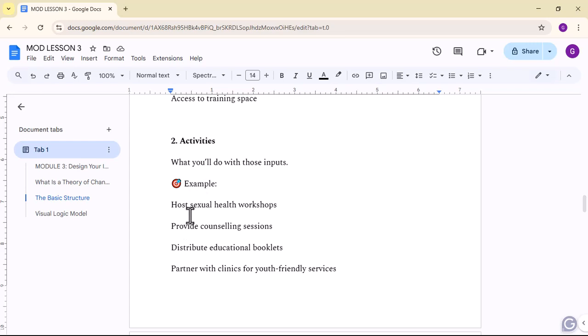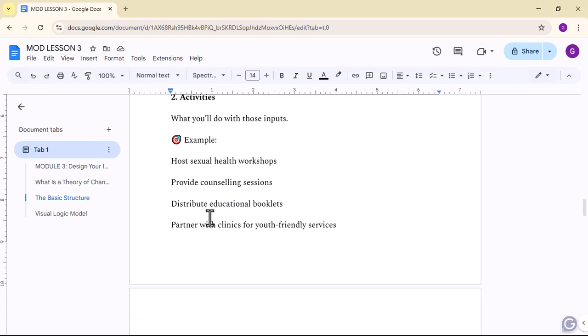So activities: host sexual health workshops, provide counseling sessions, distribute educational booklets, and partner with clinics for youth-friendly services. These are several activities. Depending on your project, you can craft out the activities. We've covered that in the previous lessons. List out all your activities, what you will do with the inputs that you have, right?